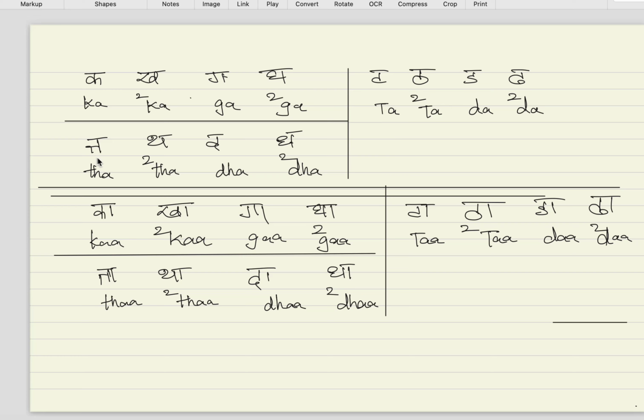Another example would be Ta. THA is Ta. When I write the number 2, Tha. And then Da, when I write it as DA. Now, when I add a number 2 above the DA, they have to read it as Dha. They emphasize that a little more. Okay.